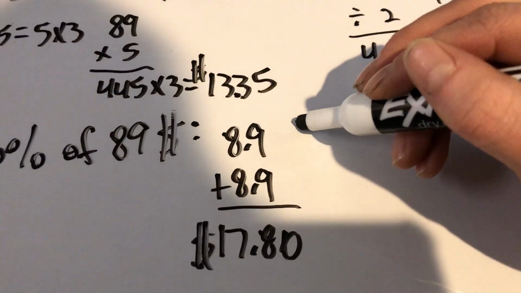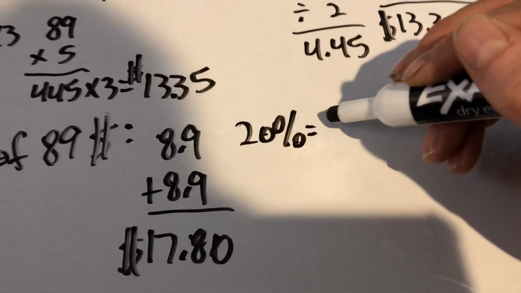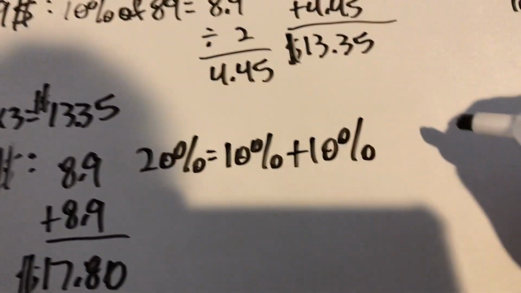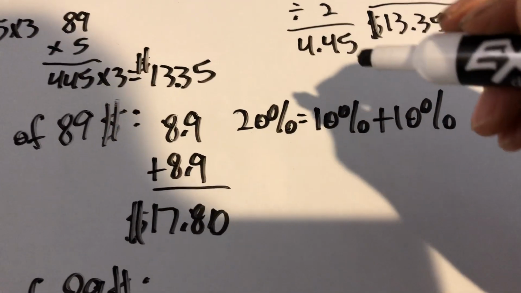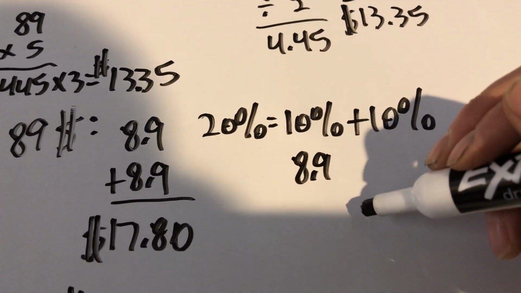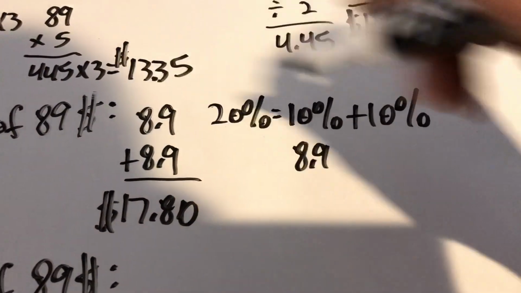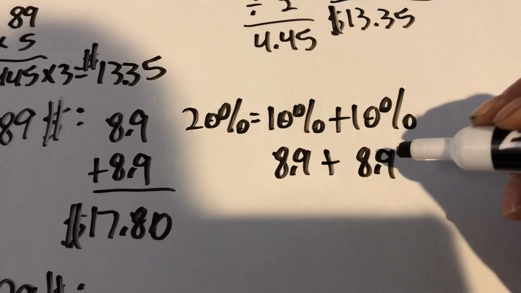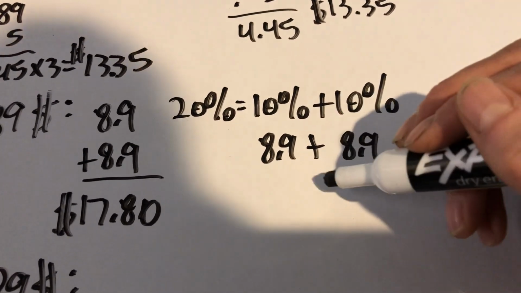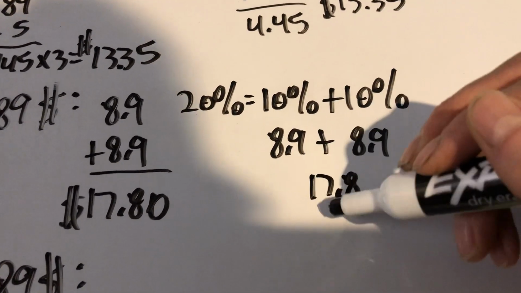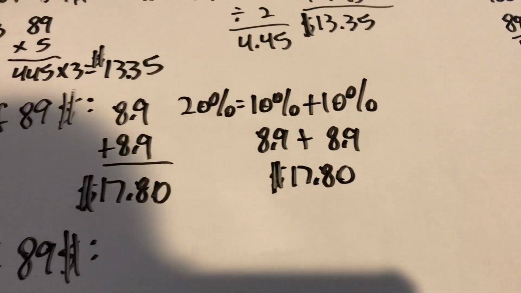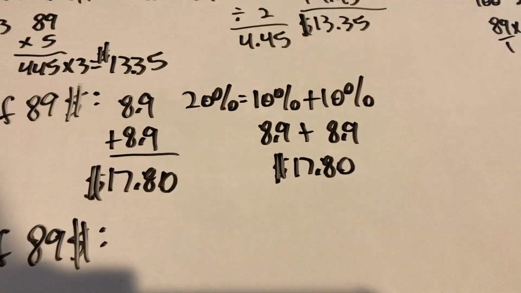Well, let's look closely here. 20% equals the same as 10% plus 10%. So what you can do next is imagine 10% of 89, which equals 8.9. You just move the decimal to the left one time. And then you look at another 10% of 89, which equals 8.9. So then you just mentally calculate 8.9 plus 8.9 equals 17.8, or $17.80 as our final answer. Pretty darn easy, huh?